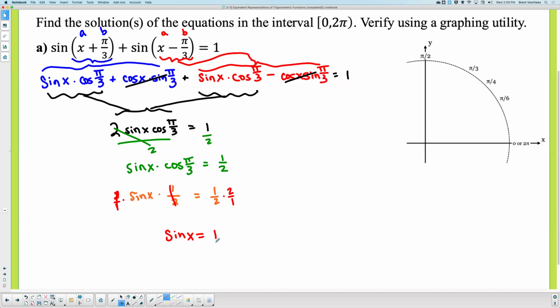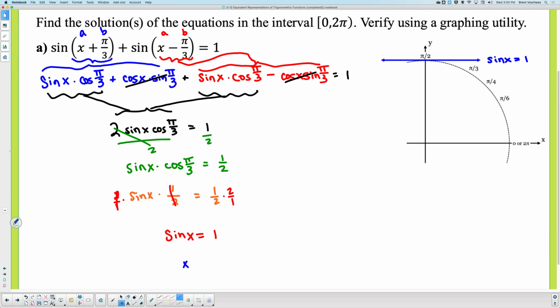We need to know where sine x equals 1 on 0 to 2 pi. Sine is y, it only equals 1 at one location. Sine x only equals 1 at the top of your unit circle right there. At this spot, that's where sine x would equal 1, the height of 1 there. Notice that pi over 2 is your input, and the output would be the 1. Therefore, pi over 2 is our solution here.